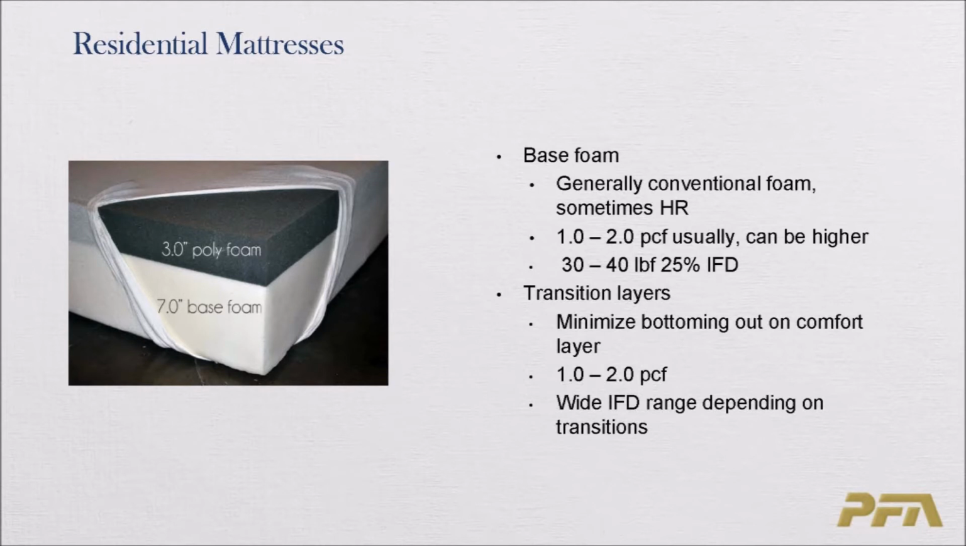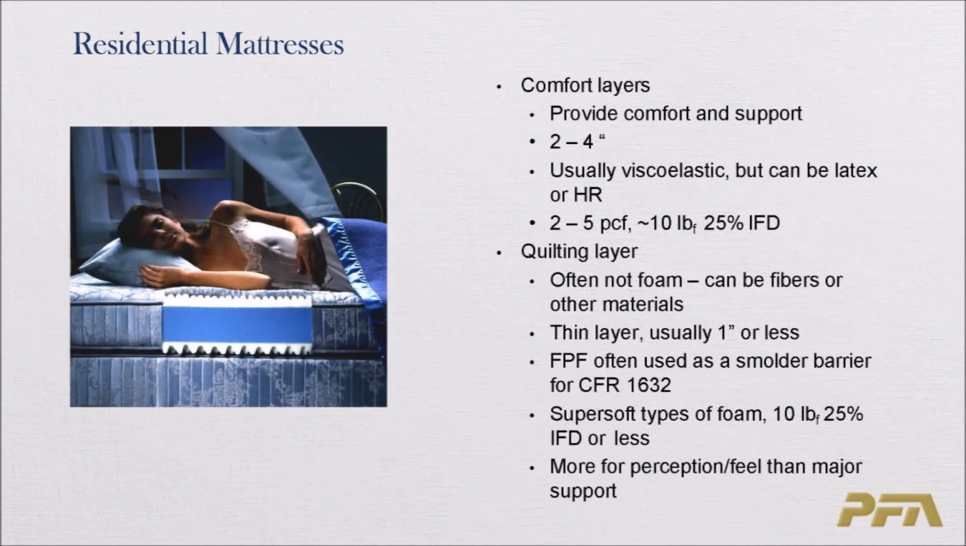Starting with the base foam layer, this is generally speaking conventional foam, though it can be HR. It's essentially supporting weight and takes up quite a bit of space, the bottom portion of the mattress. Transition layers are often used to help distribute that feeling when you go from one soft layer of a mattress to the harder layer. You don't want to feel an immediate difference between the two, and so you have transition layers to really help you melt into your mattress smoothly. Comfort layers, as described by the name, provide comfort and support.